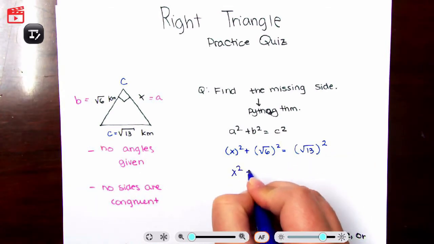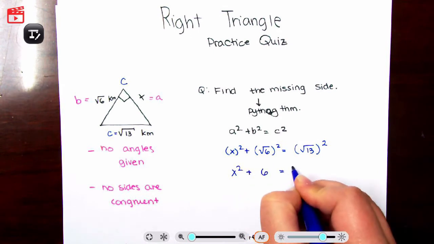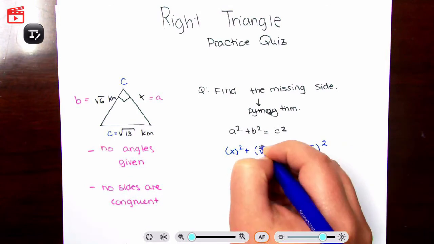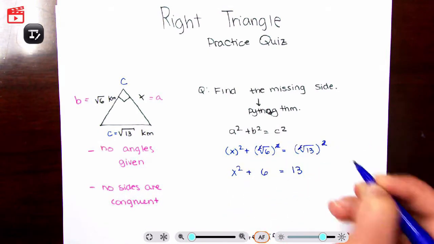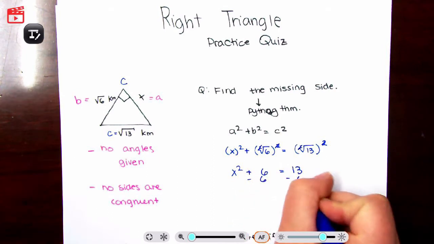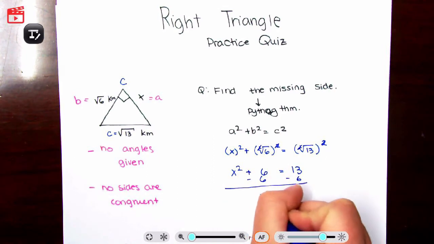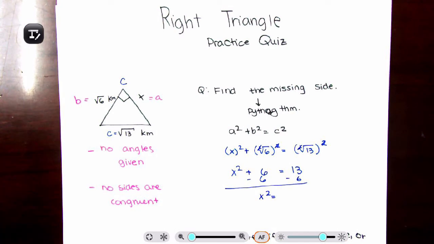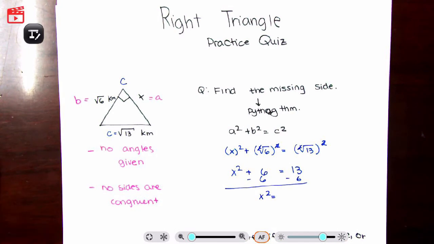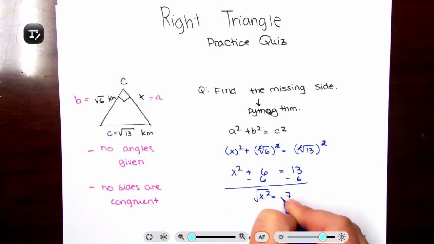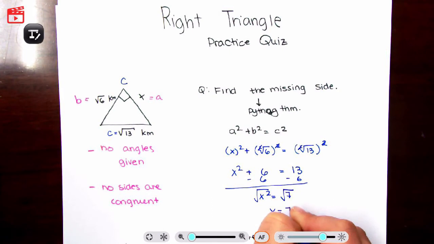We have x squared plus 6 is equal to 13. Keep in mind there's a 2 index here, which is hidden. These 2's, they cancel out, they undo each other, so you're left with just 6 and 13. I'm going to subtract 6 both sides. x squared is equal to whatever 13 minus 6 is. I do believe that is 7. 13 minus 6, that is 7. We're going to take the square root both sides. x is then equal to square root of 7.